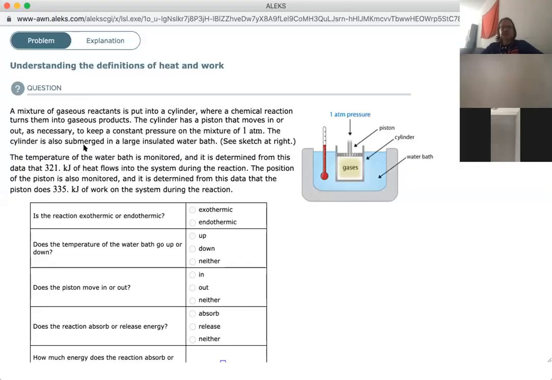So let's take a look at this one here. You see a little diagram off to the right. This is what's called a gas cylinder or a piston. The whole thing is in a water bath, and it has an atmospheric pressure above it. This is a typical setup that we see for this chapter.